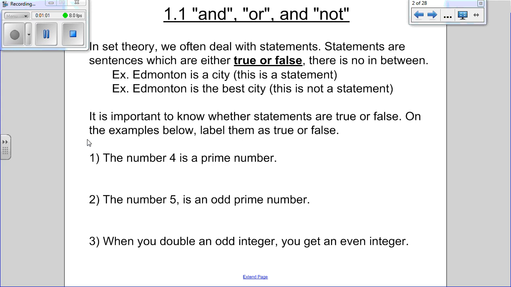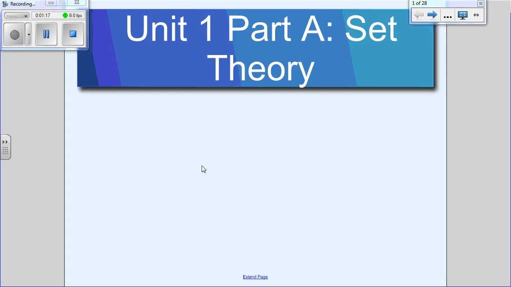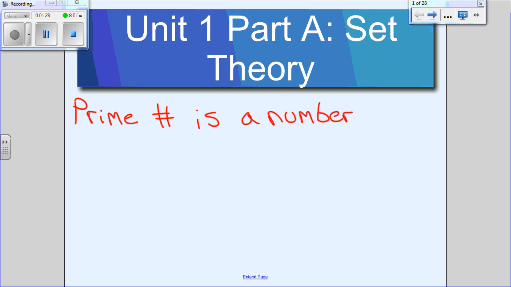Down here we have three examples. We'll look at them and label them as true statements or false statements. The first one says the number 4 is a prime number. Prime is probably something a lot of people have forgotten. A prime number is a number that can't be divided by anything. It can only be divided by the number 1 and itself. I'm just going to say a prime number is a number that can't be divided.